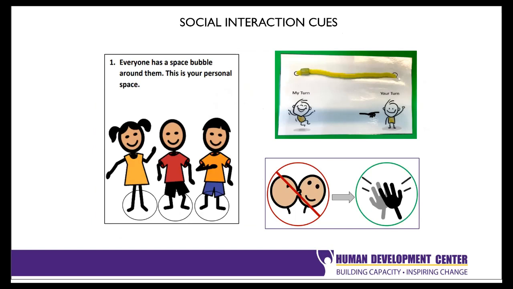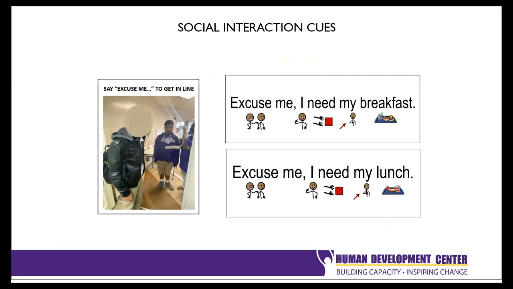And then this one on the bottom is just an example of an appropriate interaction and an inappropriate interaction. You don't kiss your friends in class, you give them a high five. So lots of ways to use visuals to help with social interaction.